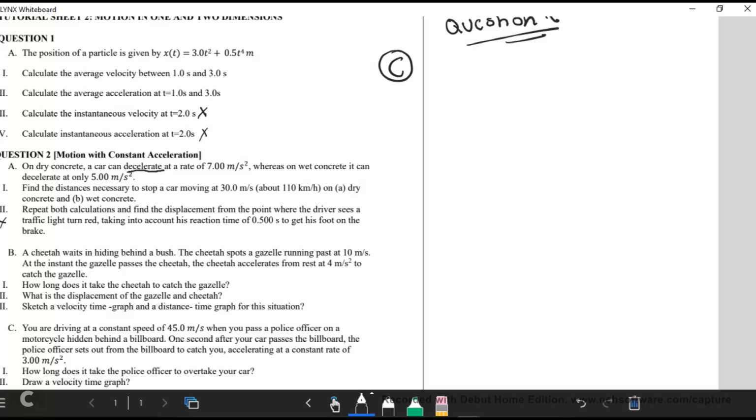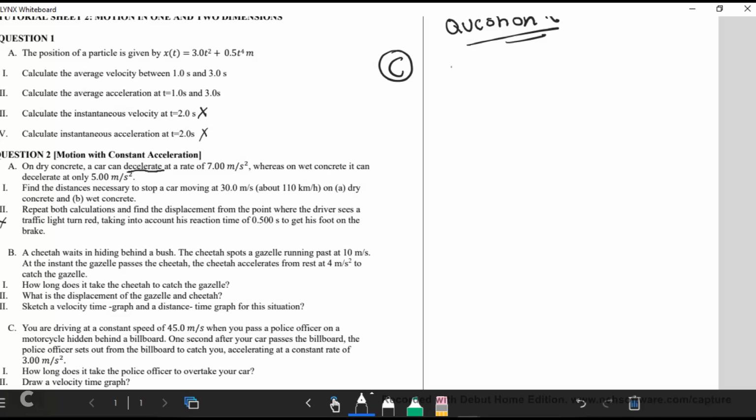On question C, they're saying you're driving at a constant speed of 45 meters per second when you pass a police officer on a motorcycle hidden behind the billboard. 1 second after your car passes the billboard, the police officer sets out from the billboard to catch you, accelerating at a constant rate of 3 meters per second squared.